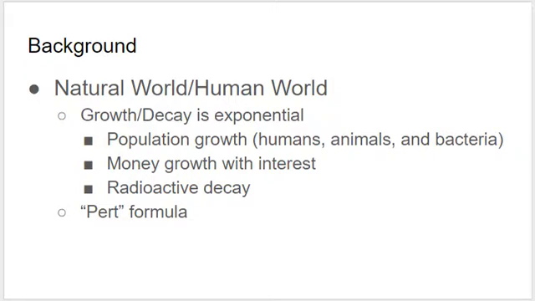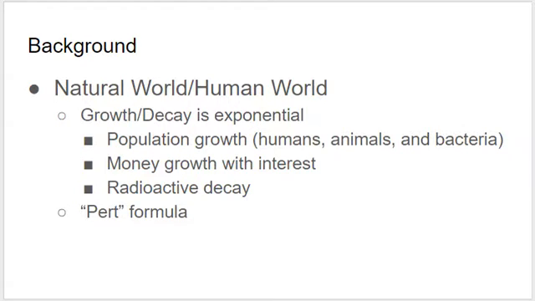Also, in the human world exclusively, money. If you invest money into a bank that gives you interest, the money will grow exponentially, as every time interest is compounded, there will be more money, meaning more interest, etc.